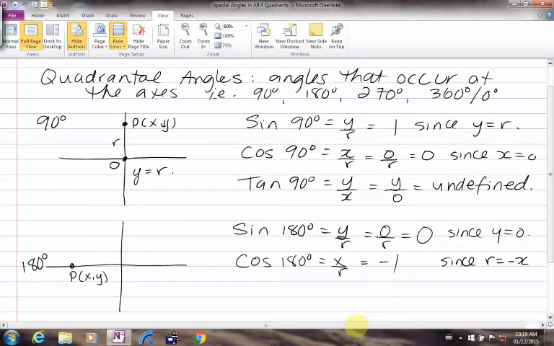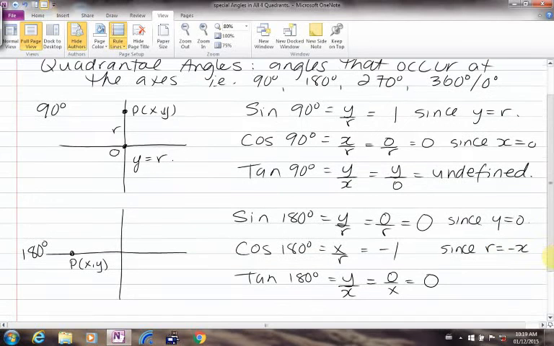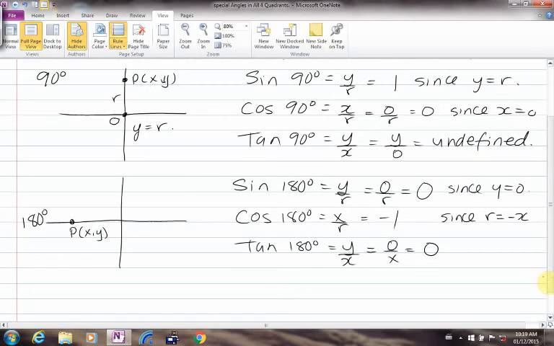Okay? And then tangent, which is y over x. Well, y is still 0 here. So the tangent is also 0 at 180 degrees. Everybody with me?